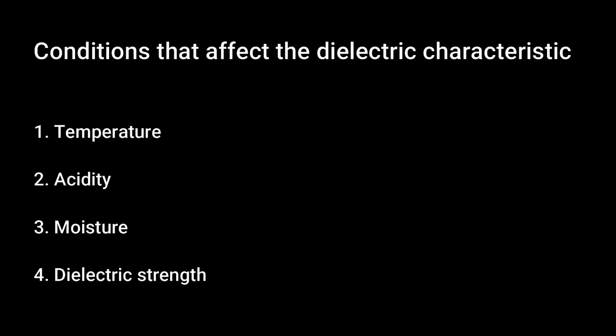The conditions that affect the dielectric characteristic. First is temperature. The temperature may cause the aging process of the transformer. This is because if the transformer's temperature increases, the amount of water migrating from the paper to the oil will increase. This will lower the breakdown voltage of the insulating system, and this will also cause failures in the transformer.